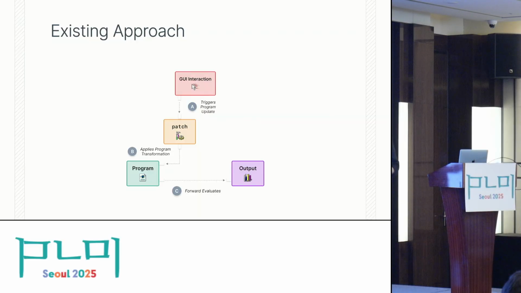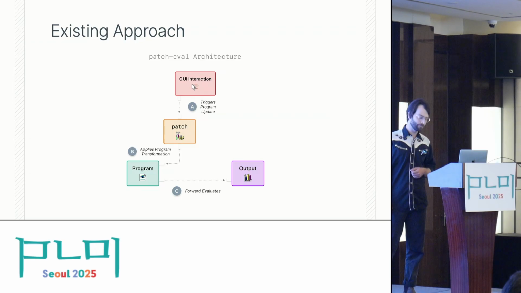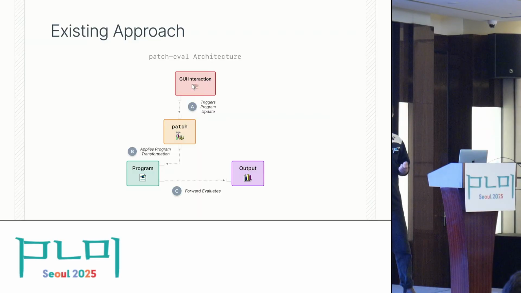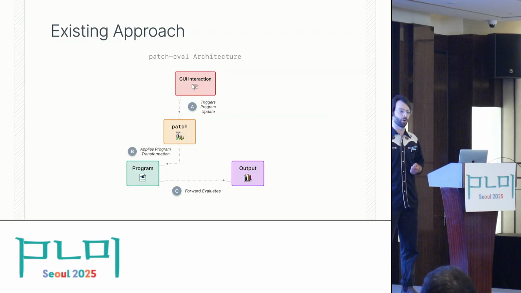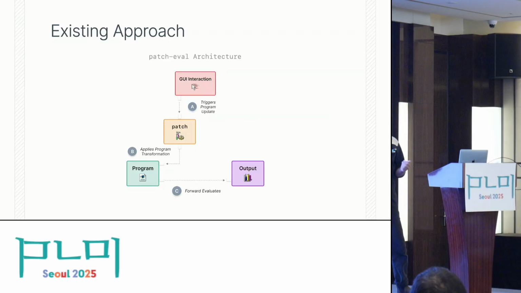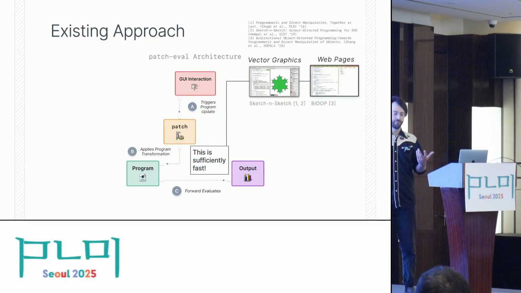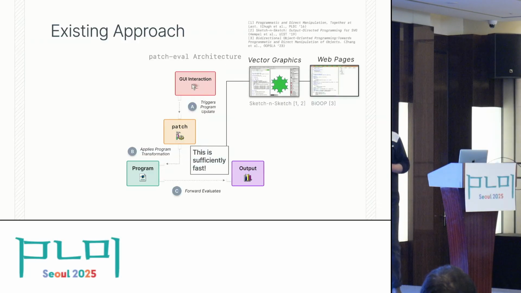We call this the patch-eval architecture because we have these sequentially executing patch and forward evaluation steps. In general, this architecture has worked very well in settings where just reevaluating the program on every GUI interaction is sufficiently fast, so things like vector graphics and web pages. But when we thought about using this architecture to build CartoKit, we quickly found that it wasn't actually going to be tractable. So why is that?